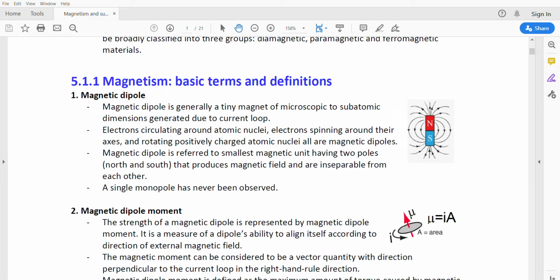The magnetic field has imaginary lines of force, having a finite force around it. The north pole has force around it, and the south pole has force. So a magnet with two poles around it, with electrons spinning around their axis, is said to be the magnetic dipole. A single pole does not exist. It is mandatory for the north pole and south pole to exist for any magnet. A single north pole or single south pole does not exist for any type of magnet. So the magnetic dipole is referred to as the smallest magnetic unit having two poles.